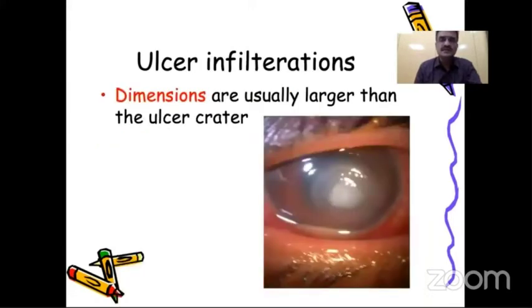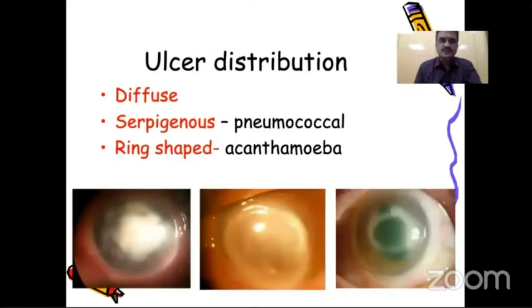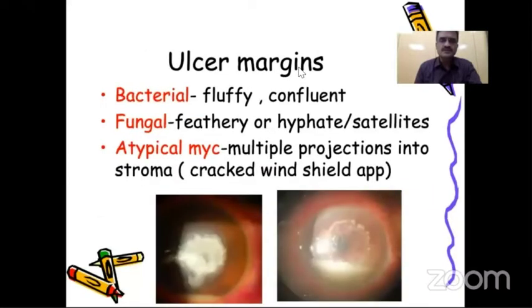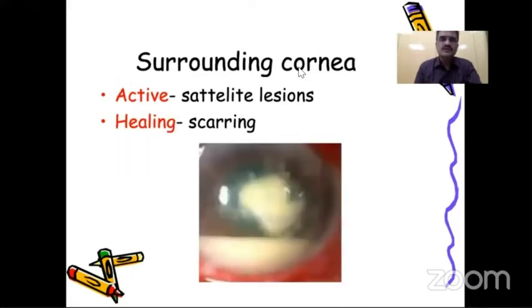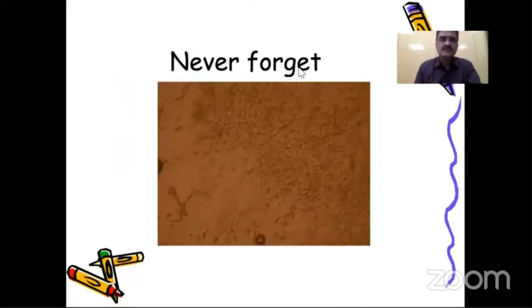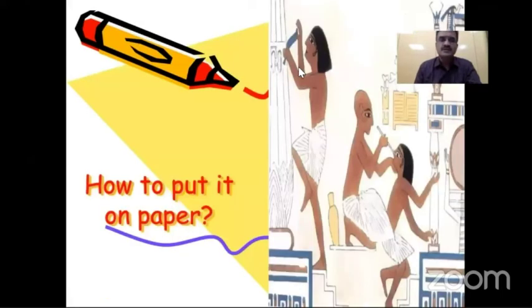And dimensions are also very important. And the distribution of the ulcer, whether it is a localized ulcer, a diffuse ulcer, or an annular ulcer, or it can be a serpiginous ulcer also. Margins of the ulcer can sometimes help you make the diagnosis of the corneal ulcer. In all the cases, the severity of the ulcer is always determined by the extent of invasion of the cornea. That has to be documented along with the surrounding cornea. Look for satellite lesions, and never forget to do a KOH mount in all cases of corneal ulcers. Once you have seen all these corneal lesions, how do you put it on paper?